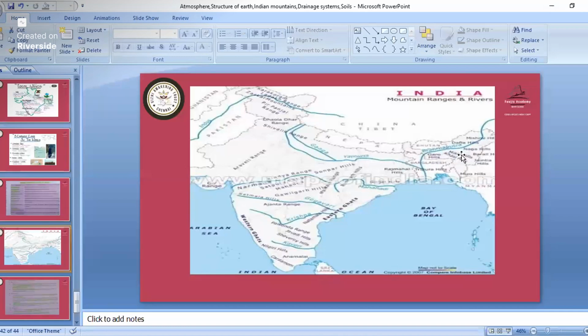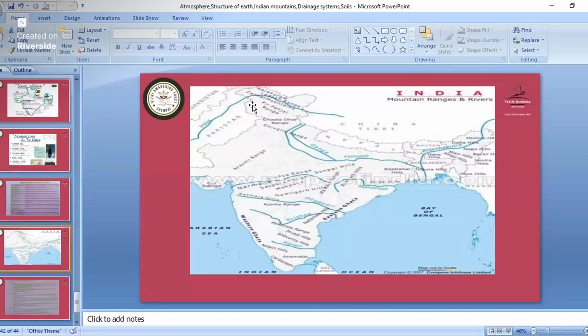Then Garo, Khasi and Jaintia are in Meghalaya. So you must know Garo, Khasi and Jaintia is in Meghalaya. And the Dafla, Abor, Mishmi, that is in the Assam area. And Mizo is in Mizoram. So just go through all this. And the Pir Panjal range is in Jammu and Kashmir.